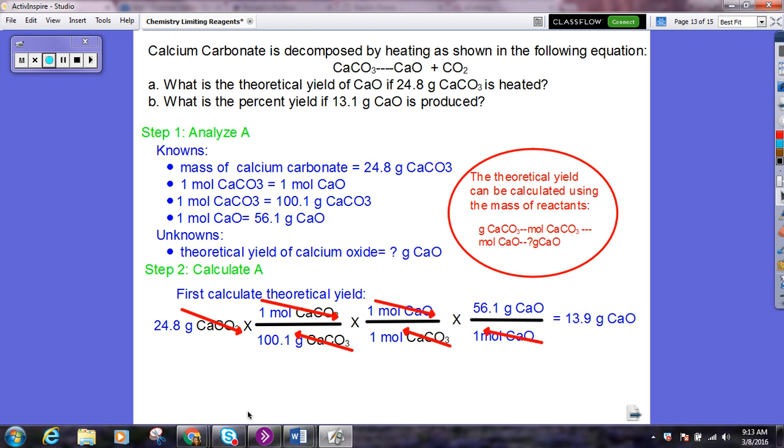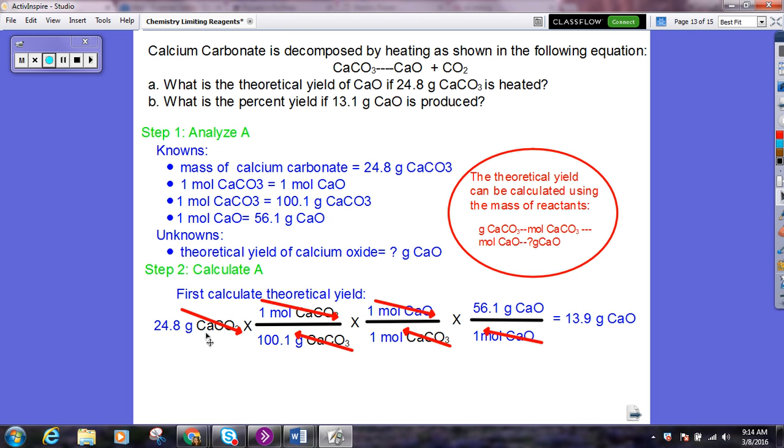So here we have our starting point. We have our 24.8 grams of calcium carbonate. We need to multiply it out into moles. So here we have our 1 mole of calcium carbonate over 100.1 grams of calcium carbonate. We get to cross out our grams of calcium carbonate. So now we have moles of calcium carbonate. We need to relate it to the calcium oxide, and this is a 1-to-1 ratio. So we get to cross out moles of calcium carbonate. So now we have moles of calcium oxide, which is fantastic. And that's our ending point, but we've got to get it in grams. So then we multiply that by our conversion factor of 56.1 grams of calcium oxide.